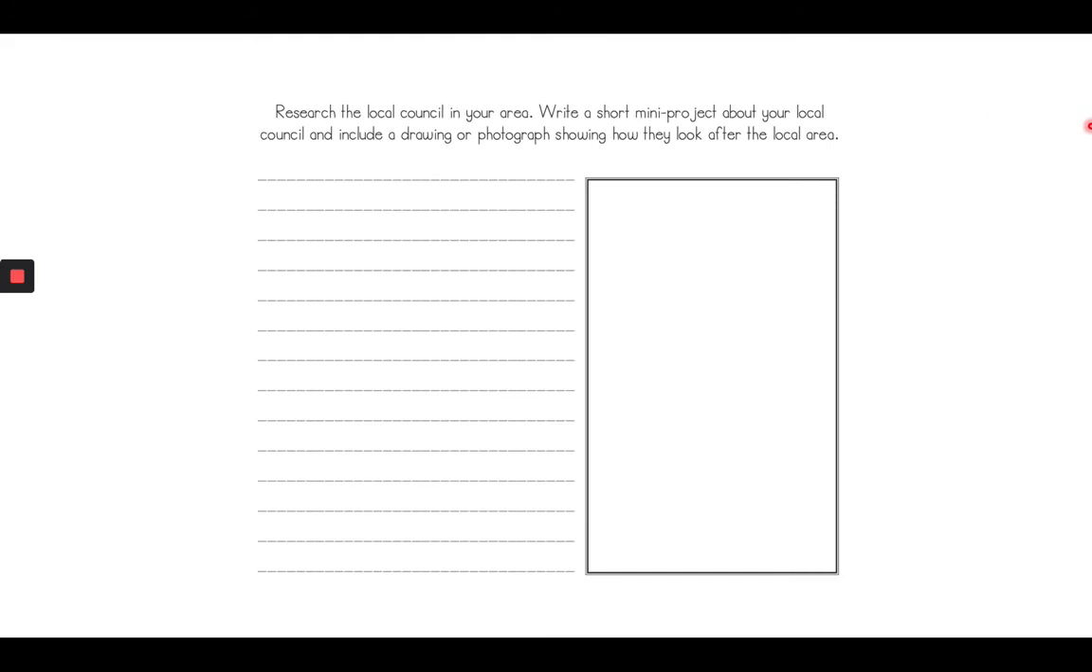And then your extra task. Research your local council area. Our local council area is the City of Playford. Write a short mini project about your local council and include a drawing or a photo showing how they look after your local area. We met our mayor, Doherty, and he went through how the City of Playford helps our area. So I want you to go through some of the things that he mentioned that his council helps with, and I want you to draw a picture to illustrate it. And that is your homework for this week. It is due on Friday.